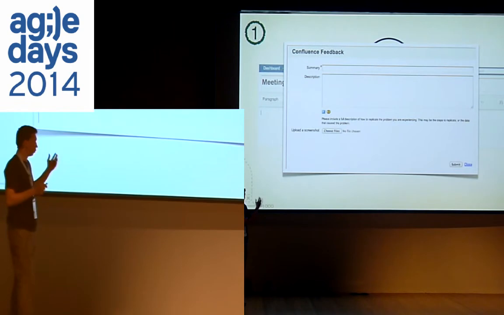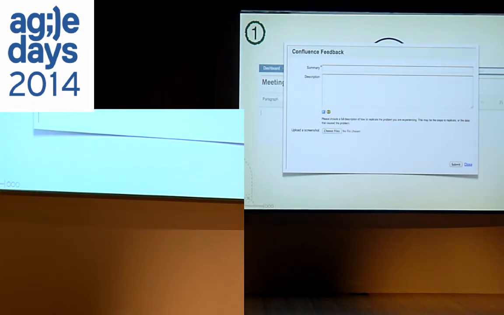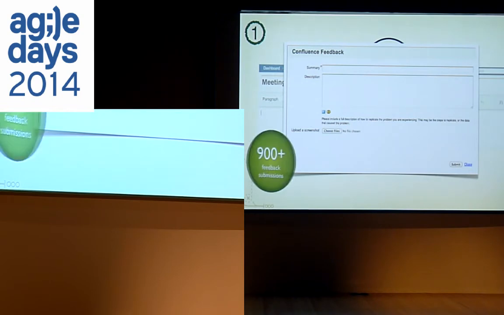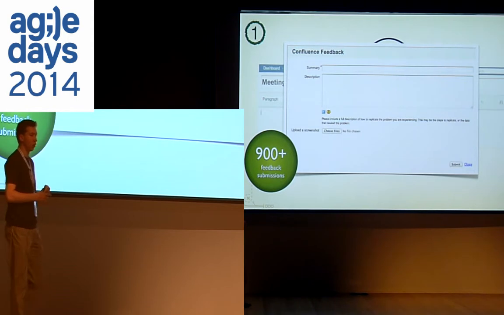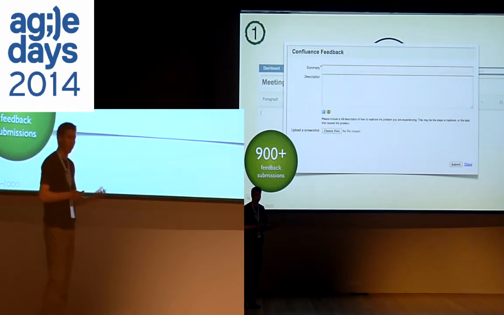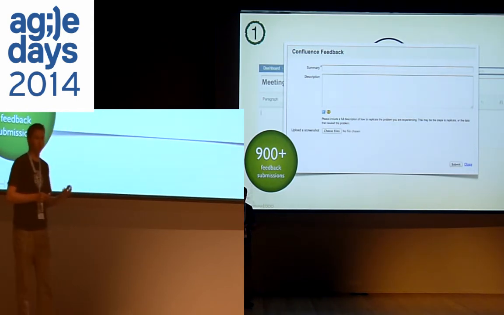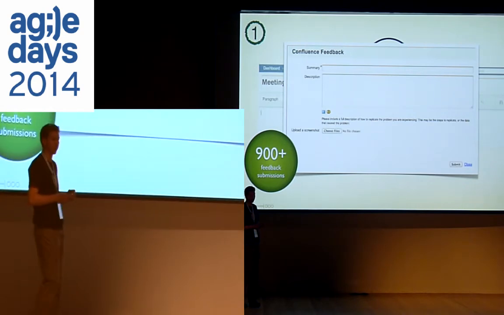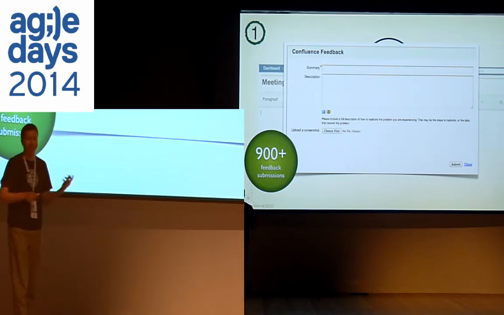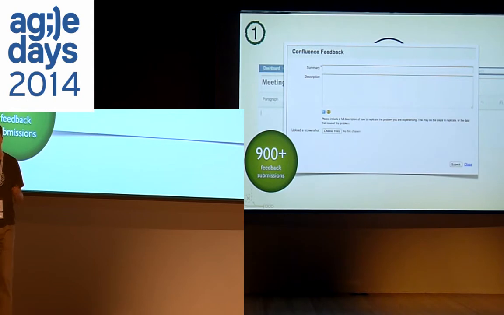So we ended up with this form, and the result of this new technique is that we had almost 1,000 feedback submissions from users, which was at the time the biggest contribution from our users for a single release of Confluence. So that technique worked out really well for us, and we're now using that technique in all our releases and in all our products to get the feedback that we need.